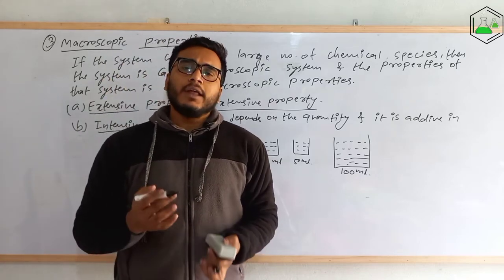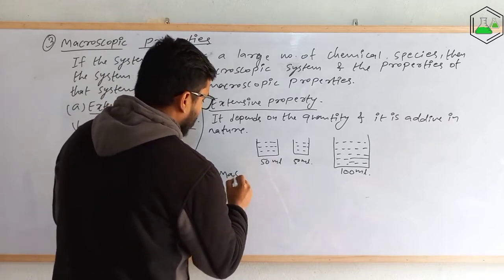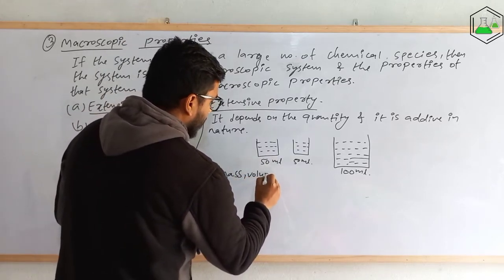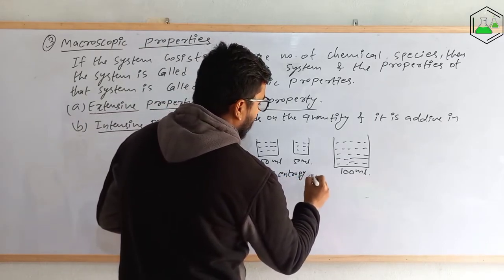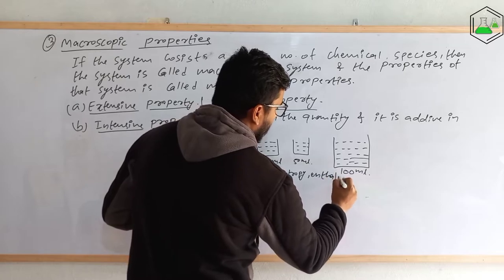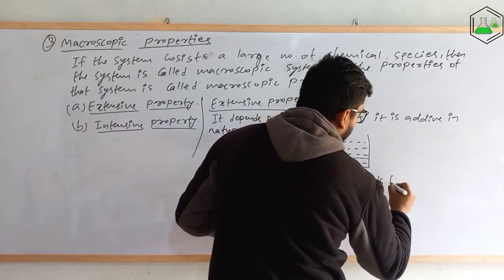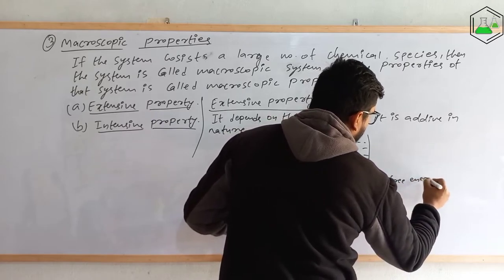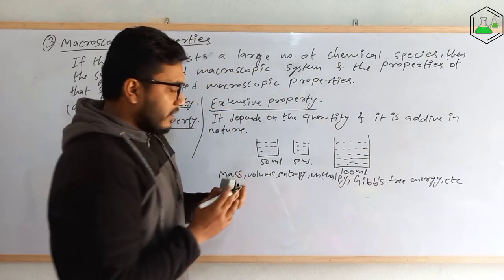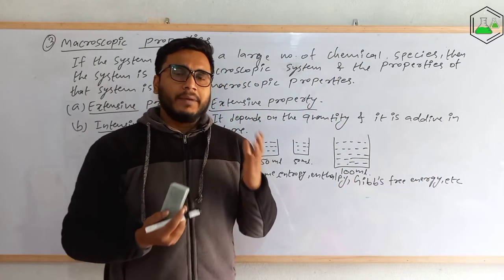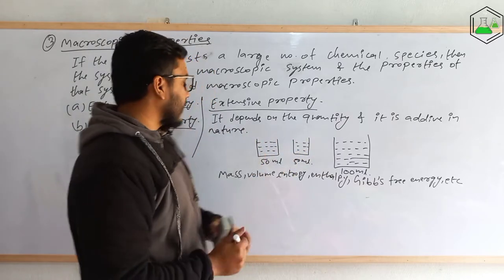Not only volume, there are many other properties as well, like mass, entropy, enthalpy, Gibbs free energy, etc. So these are the properties that depend on the quantity present in the system, and they are additive in nature. So they are called extensive properties.